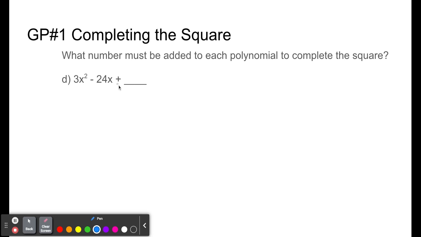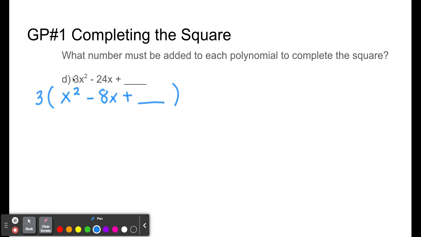But we do want to go ahead and divide out that a value in order for us to complete the square, because 3x is not a perfect square. So we're going to divide out that 3, and that's going to leave us with x squared minus 8x. And then we're going to fill in the blank to complete the square here.